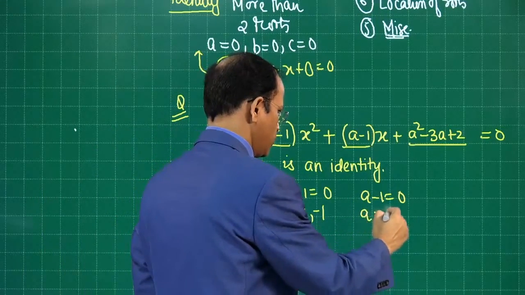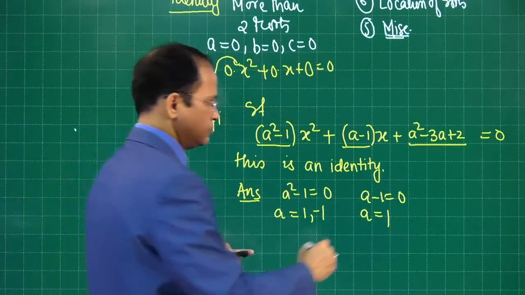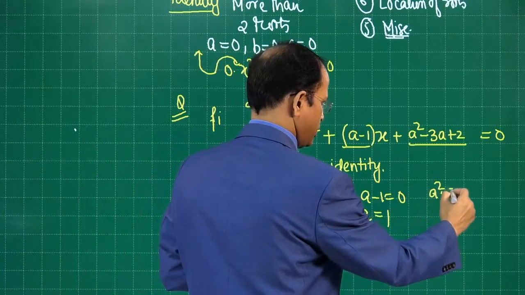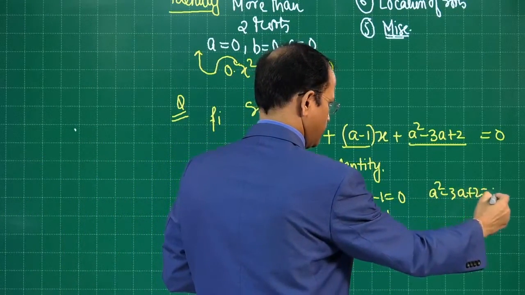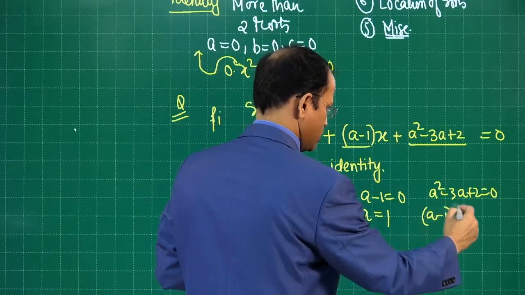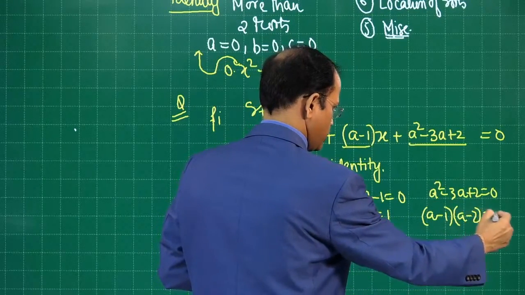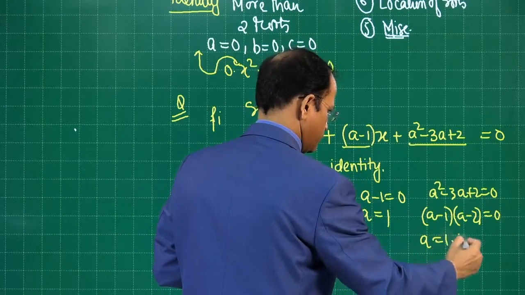This is a equal to 1, right? This is a square minus 3a plus 2 is equal to 0. Got it? And this is coming out to be (a minus 1)(a minus 2) is equal to 0, where a is equal to 1 and 2.